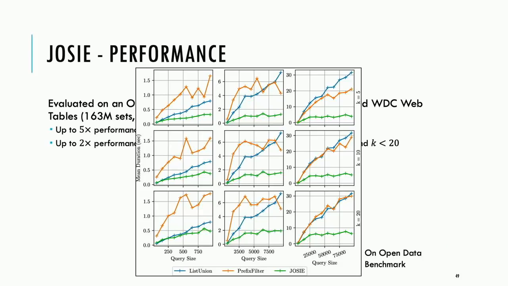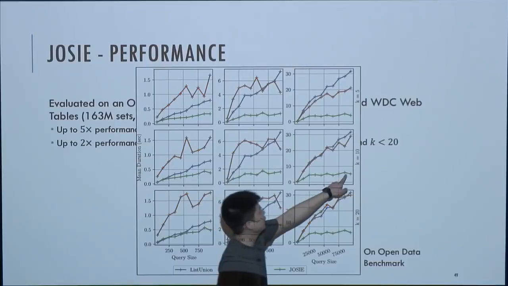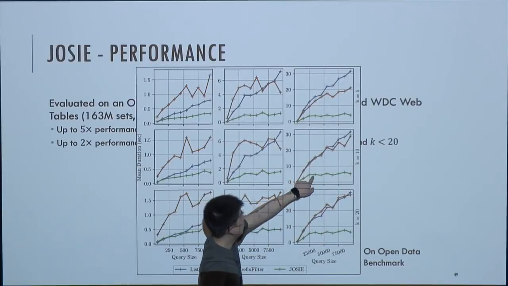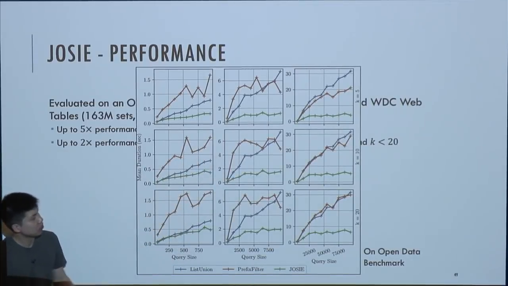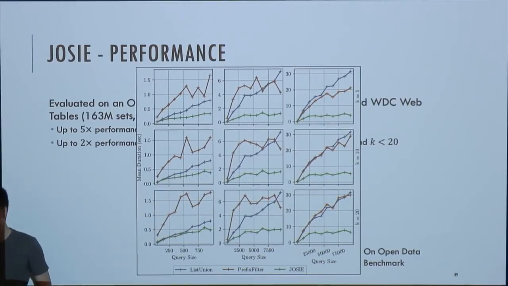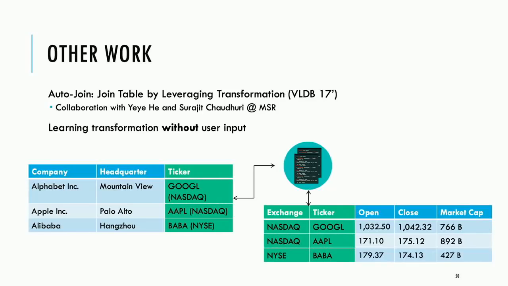So this plot shows the performance comparison between JOSIE and the baseline exact algorithms. You don't have to look further than this line. This is the k equal to 10. And this is JOSIE, and these are the exact baselines. So it just completely annihilates the other approach and shows how important it is to consider recall in data lakes. Okay, so that concludes JOSIE.